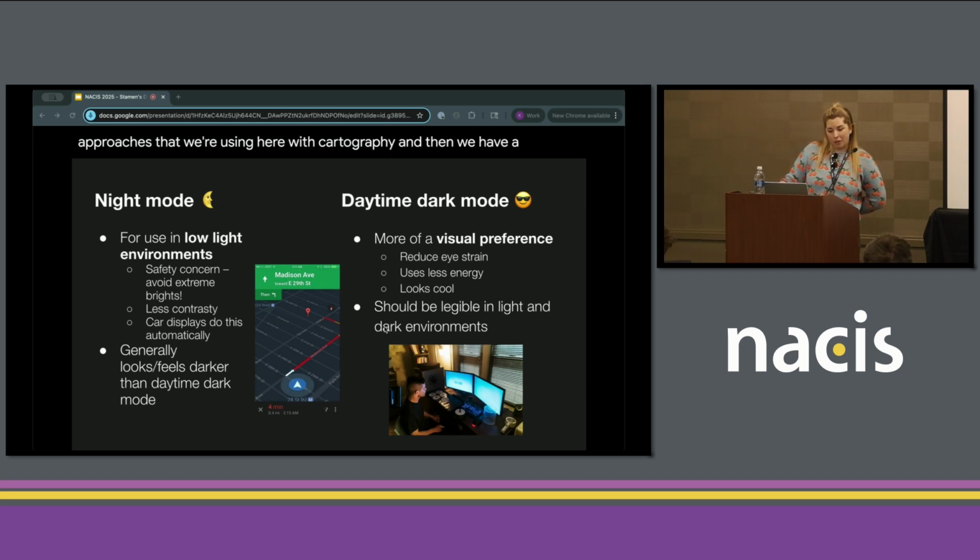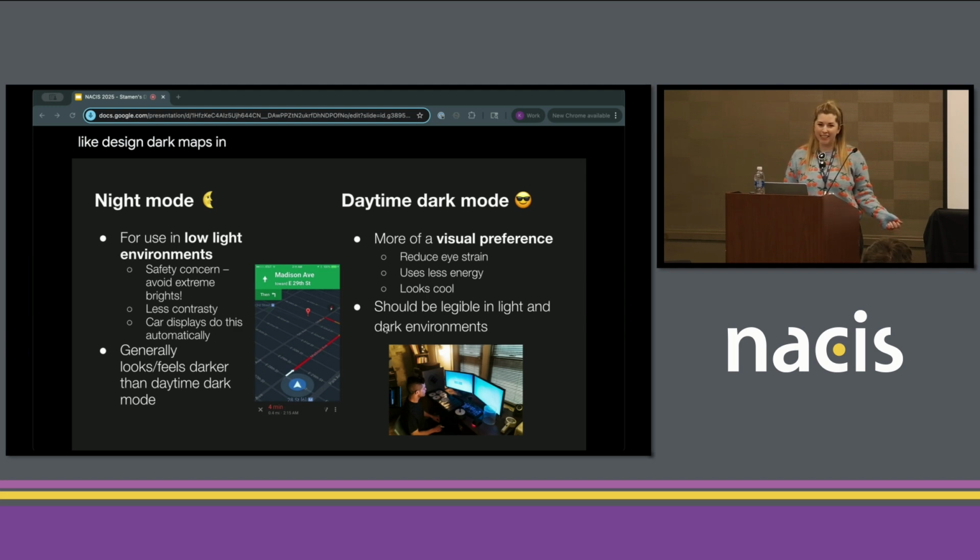And then we have a daytime dark mode, which I think of as more of a visual preference. For me, I get migraines, and one of the triggers is light, so I like dark things that are easier for me to read and don't strain my eyes quite as much. And they use less energy and they look cool, so I feel like that's a factor. But they should be legible in both light and dark environments. And I've known people who've told me that they design dark maps in a closet or something. I think that works for maybe the night mode option, but not so much for the daytime dark mode because you're not in a windowless room most of the time during the day. So that's something that I think about a lot.